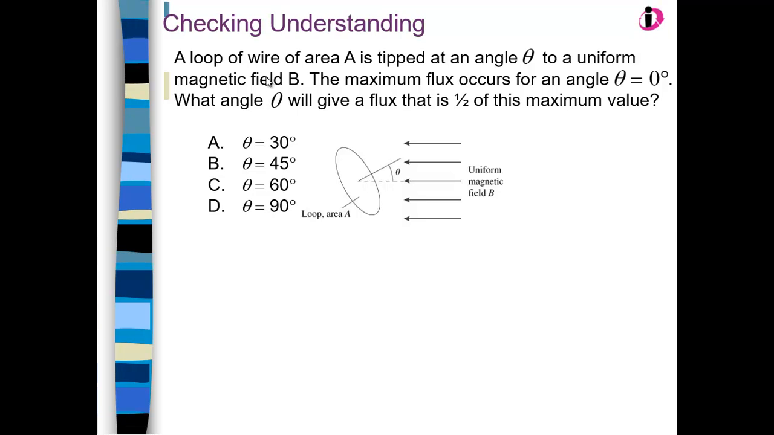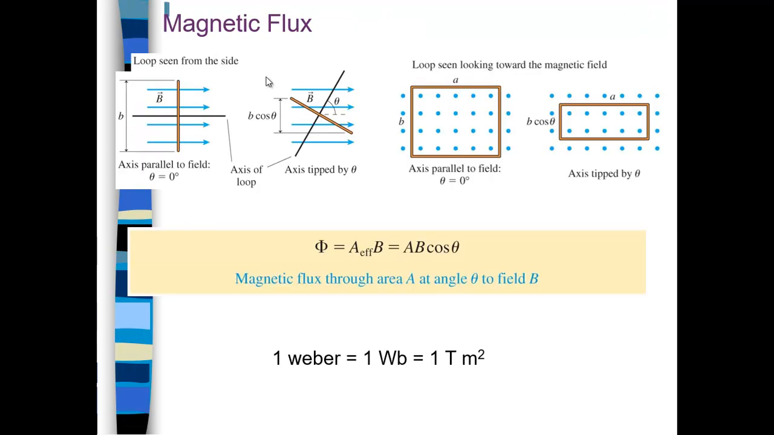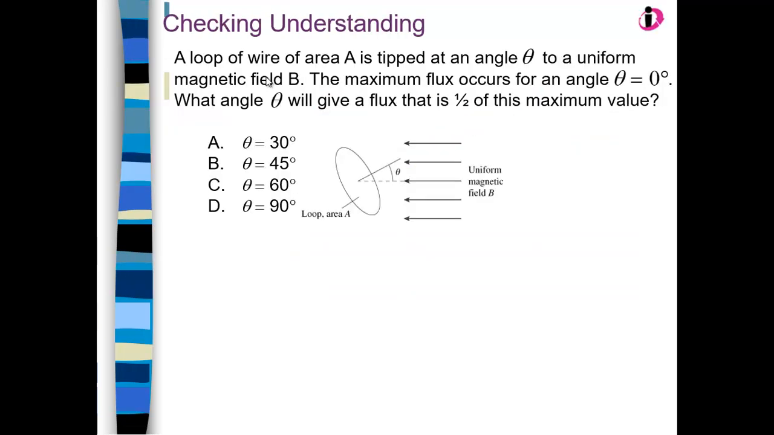So if theta equals 30 degrees, let me go back and show you the slide. It's AB cosine theta. So if theta equals 30 degrees, just take out your calculator, make sure you're on degrees. That would give you a cosine theta of 0.866. Okay, so that's not half. If theta equals 45 degrees, that gives you cosine theta of 0.707, which is not half.